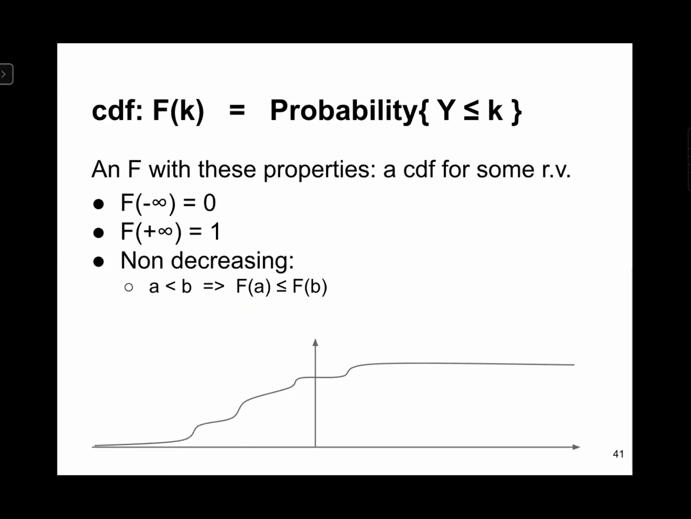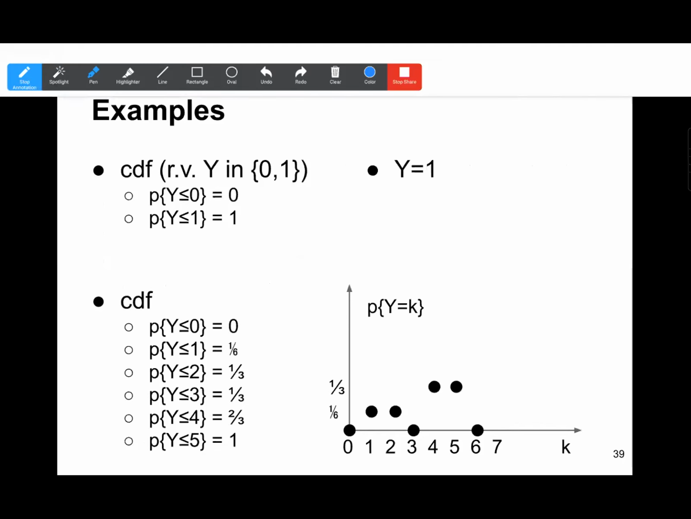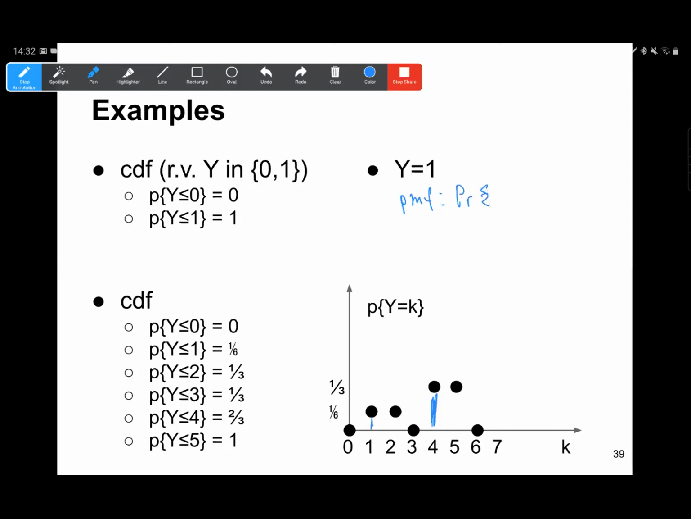So I'm looking at the chat. What if the probability of a smaller number is greater than a larger number? So in terms of the probability mass function, that may happen. Let's go back to the probability mass function. For instance, over here we had number 4. The probability that y is equal to 4 is larger than the probability that y is equal to 1. So the PMF, probability mass function, doesn't have to be monotone.